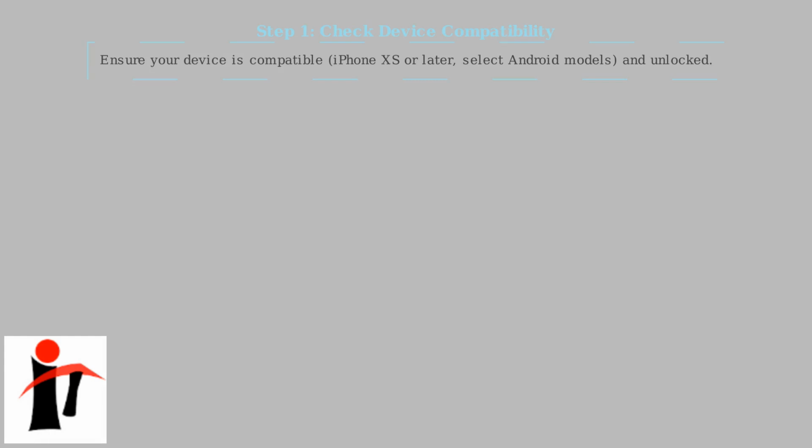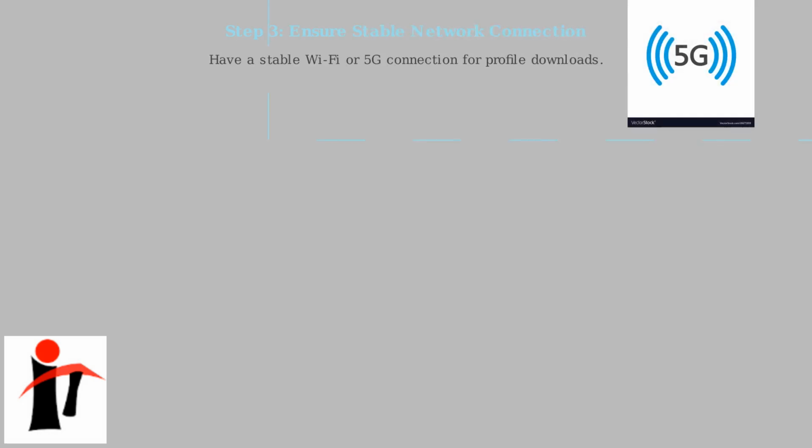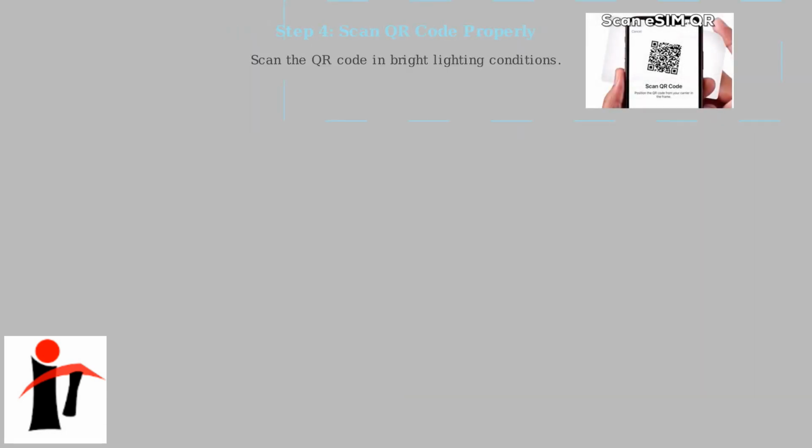Use iPhone XS or later, or select Android models, and make sure it's unlocked. Make sure you are using the latest Spectrum Mobile app, version 4.2.1 or newer, released in June 2025 for improved QR code scanning. Ensure you have a stable Wi-Fi or 5G connection for profile downloads. Scan the QR code in bright lighting conditions.